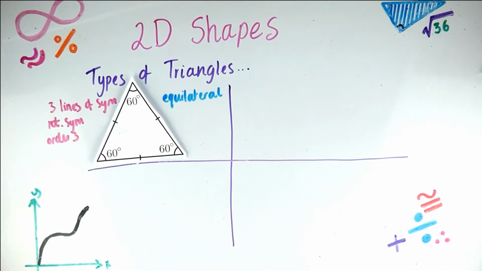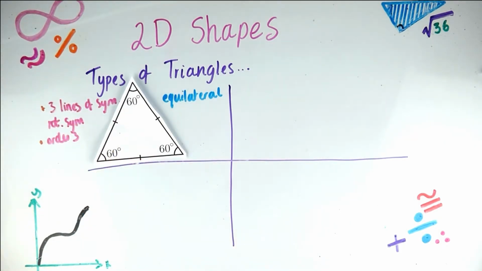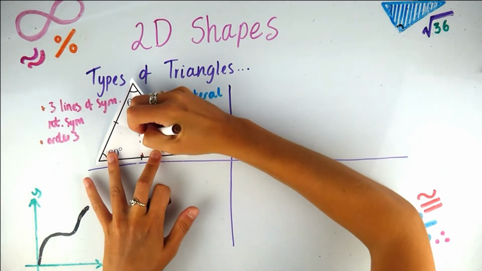And the reason for this is it's actually a regular polygon, but it's 3-sided. So from the bit we just learnt, we know that if it's a 3-sided regular polygon, that means it has 3 lines of symmetry and rotational symmetry order 3. So it's quite a self-explanatory one. Here are your lines of symmetry.